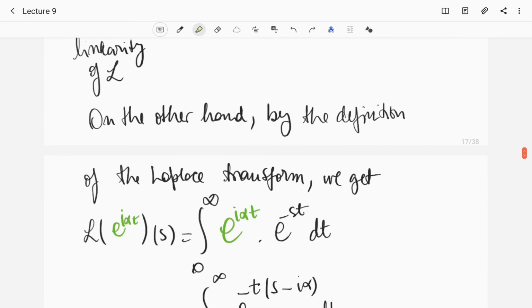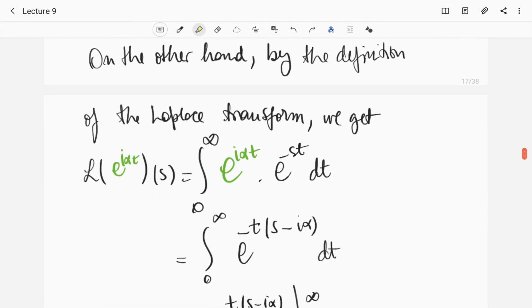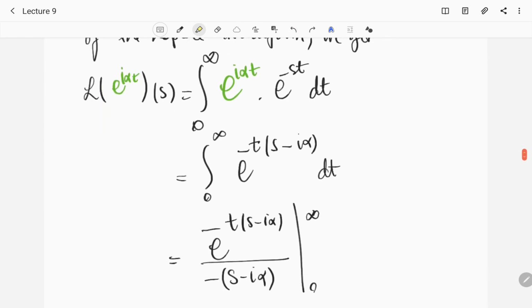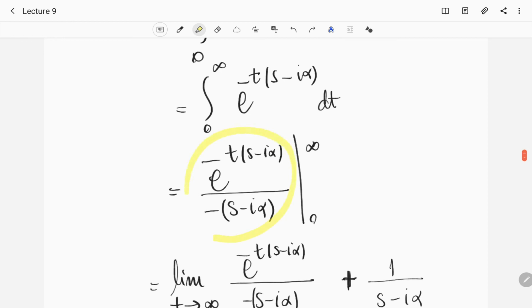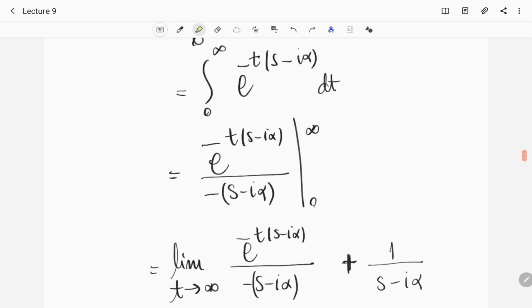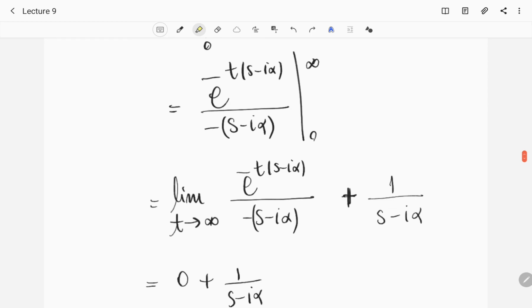On the other hand, by the definition of the Laplace transform, you pick your f and put your f here, and we can compute this guy. We have t as a common factor, and this is an antiderivative of this expression. And remember this notation, which means we have to take the limit to infinity and then subtract the value at 0. So what we have written here.